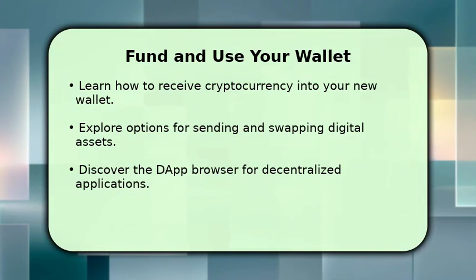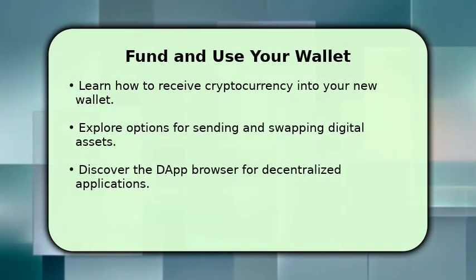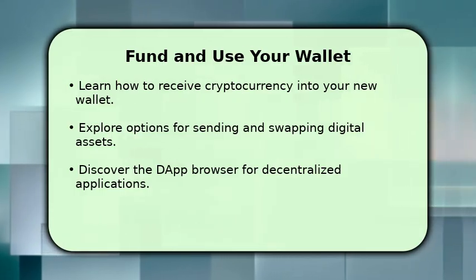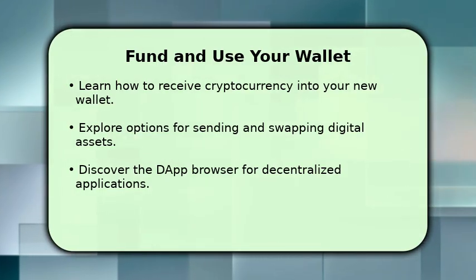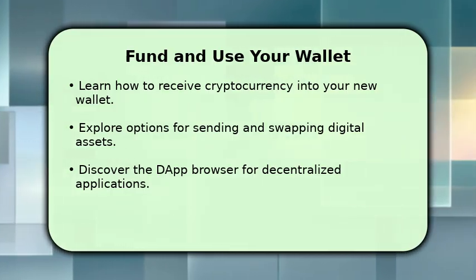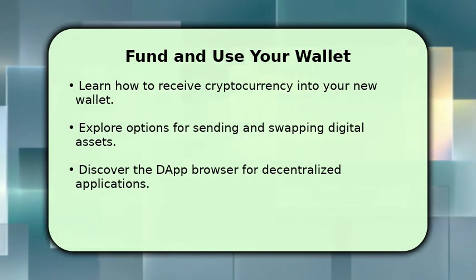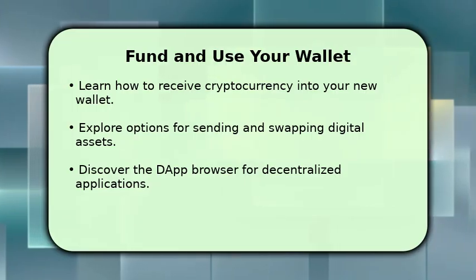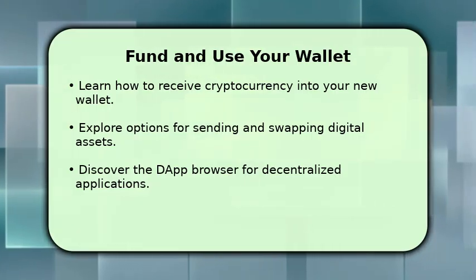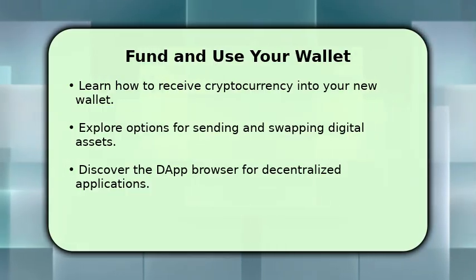Now that your wallet is secure, it's time to add some funds. You can receive cryptocurrency by tapping the Receive button and sharing your wallet address. To send assets, simply tap Send and enter the recipient's address. Trust Wallet also allows you to swap different cryptocurrencies directly within the app. Plus, explore decentralized applications using the built-in D-app browser.